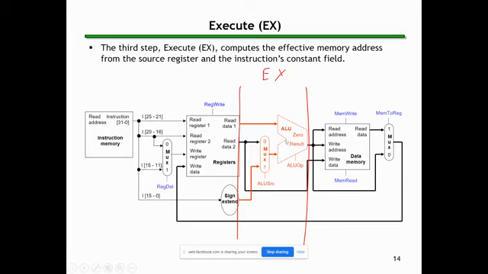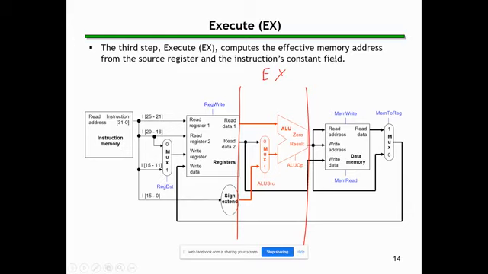In the third step, the execution is performed. Normally arithmetic and logical operations are performed. This is the ALU source, and this is the ALU operation. The ALU operation is normally performed at this place. This is a kind of gate or circuit. So, the effective memory address: I have already taught effective memory addresses before, computed from the source registers and the instruction constant field.